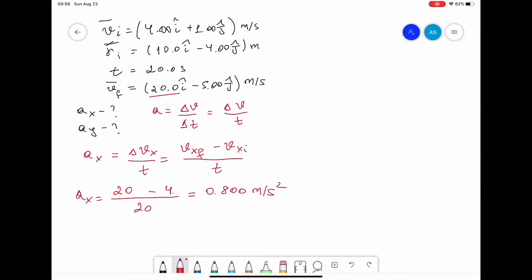Now let's find the ay component. ay is delta vy divided by t, so here we consider the y components. The final velocity was minus 5, then the initial was plus 1, so it means minus 5 minus 1, which is minus 6, divided by the time, 20 seconds. If you do the calculation, you should find that your acceleration is minus 0.3 meters per second squared.